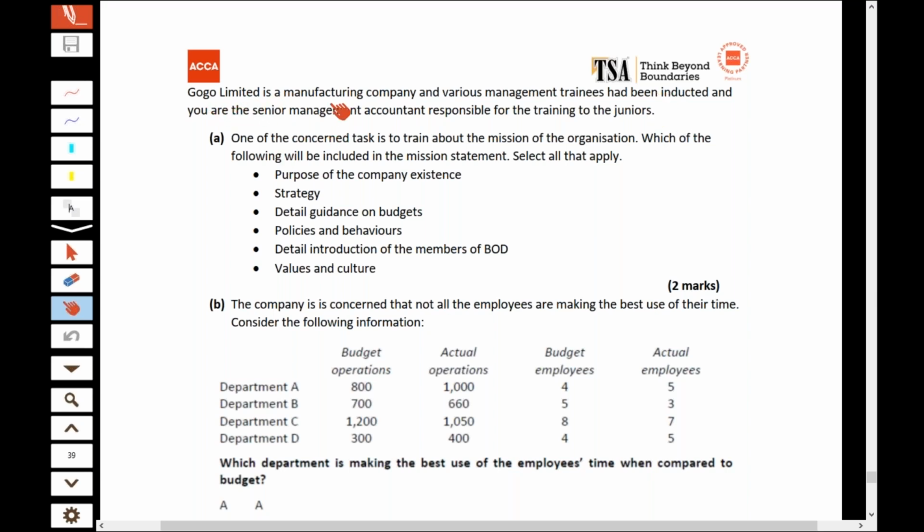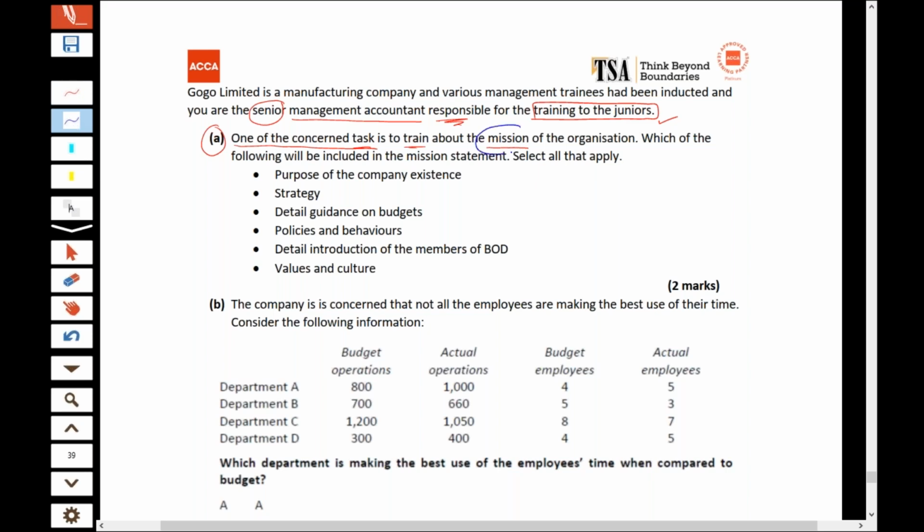GoGo Limited is a manufacturing company and various management trainees have been inducted, and you are the senior management accountant responsible for the training of the juniors. Part 1. One of the tasks is to train them about the mission of the organization.